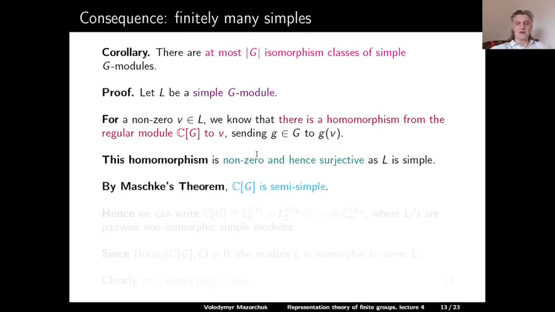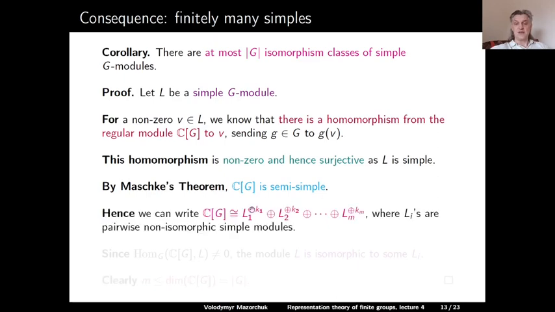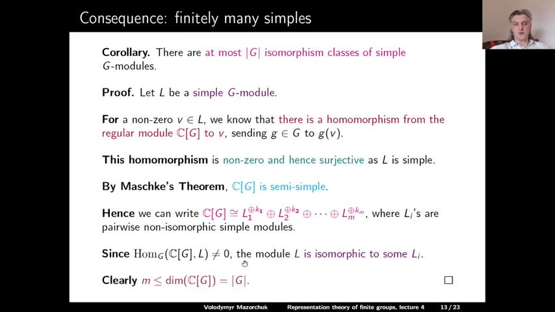However, by Maschke's theorem, the left regular module is semisimple, since it is a G-module. So we can write it as a direct sum of pairwise non-isomorphic simple modules with some multiplicities. However, these multiplicities are exactly the dimensions of the Hom space. Since the dimension of the Hom space from CG to L is non-zero, the module L must be isomorphic to one of these Li's. But of course, the number m of such modules is at most the dimension of the regular module, which is equal to the cardinality of G.